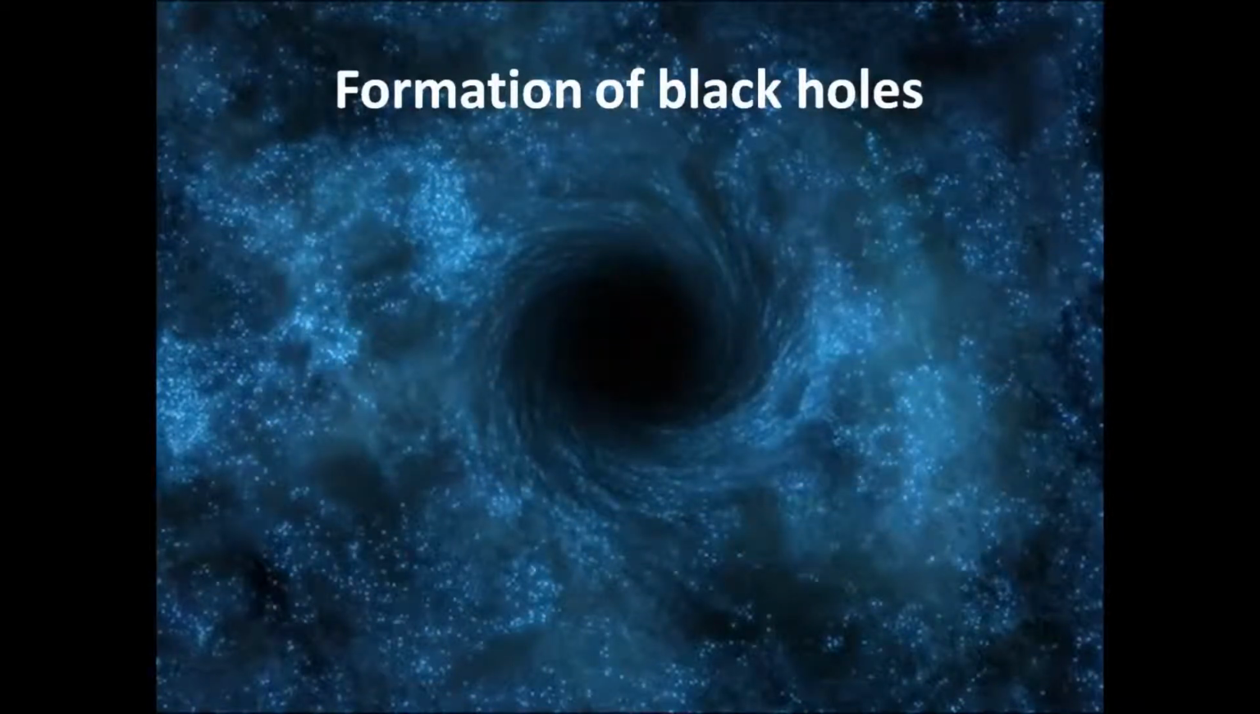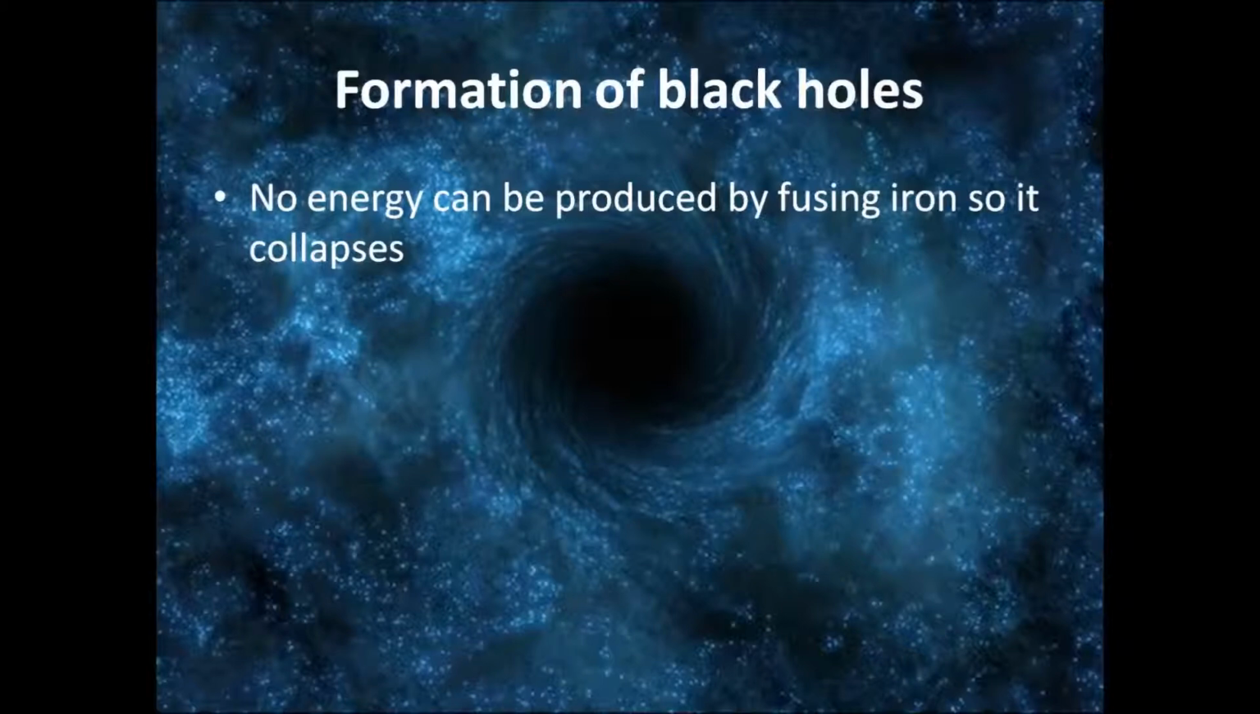So most stars stop at the fusion of iron. This is because no energy is produced when iron is fused. So the outward pressure stops and gravity wins out. This means the star implodes.